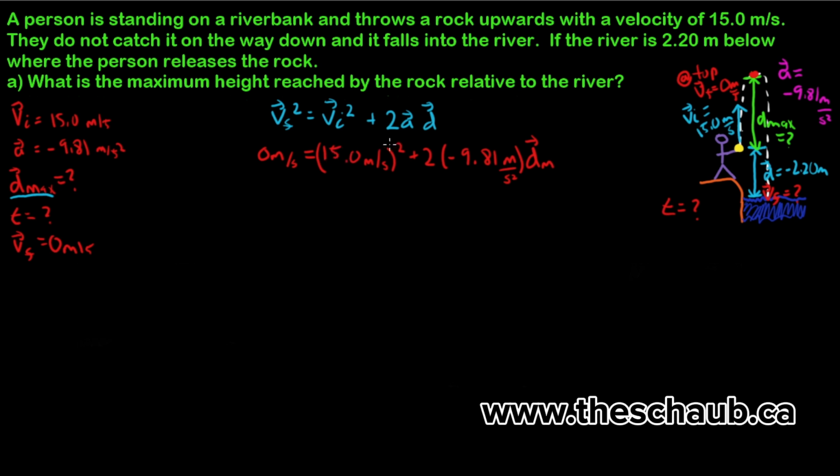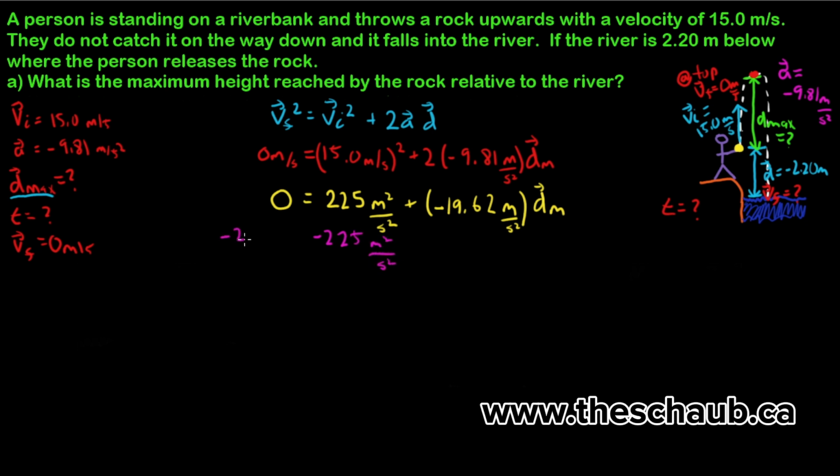So we can start by squaring our 15 here, and that gives us 225 meters squared per second squared, plus 2 times negative 9.81 is equal to negative 19.62 meters per second squared, and this is still multiplied by our D max and still equal to 0. We want to get the term with our D max all alone, so we subtract 225 meters squared per second squared from both sides.